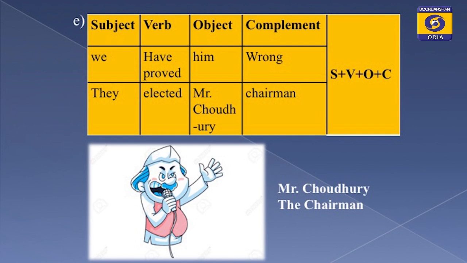They elected Mr. Chaudhary chairman. They is the subject, elected is the verb, Mr. Chaudhary is the object, and chairman is the complement. So dear students, we discussed 5 patterns of a declarative sentence.